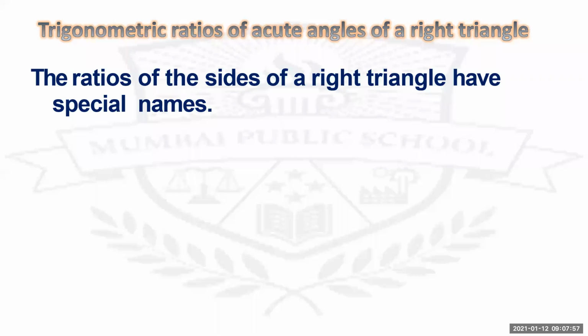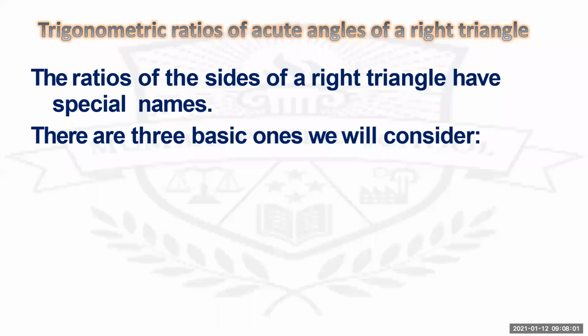The ratios of the sides of the triangle have special names. There are three basic ones we'll consider. Actually, all this revolves around these three basic ones: sine, cosine, and tangent.